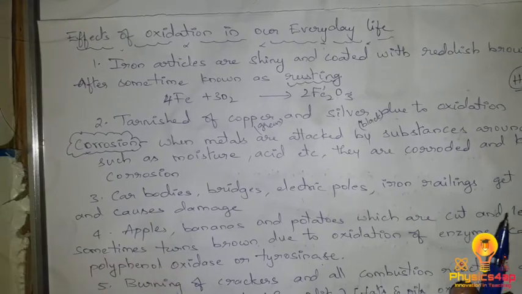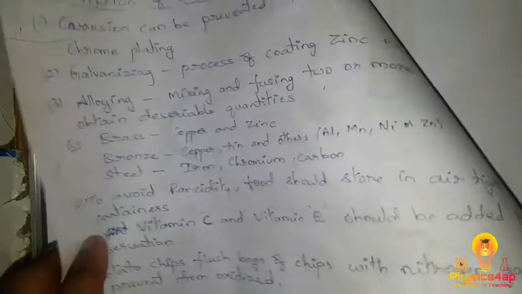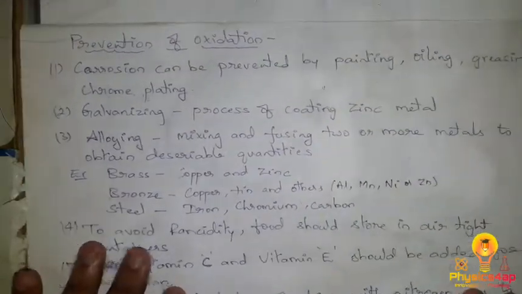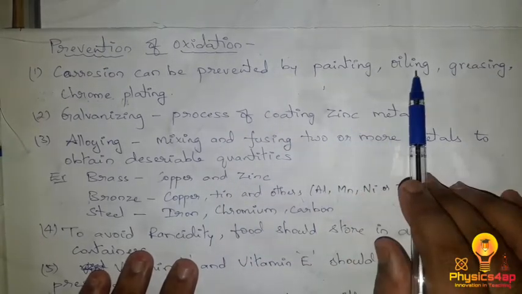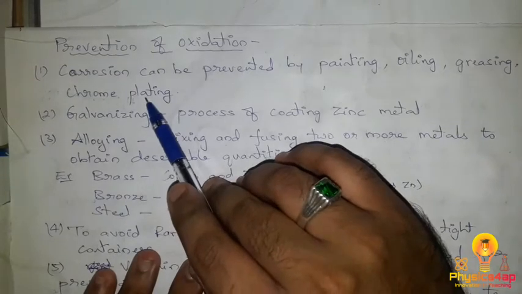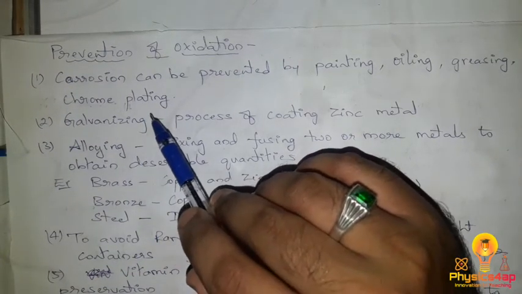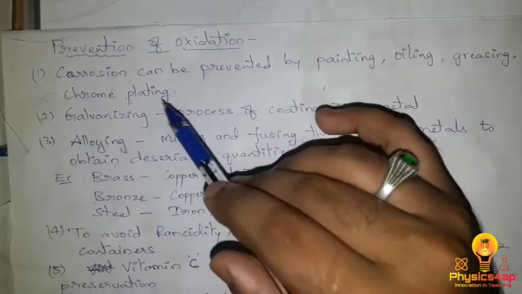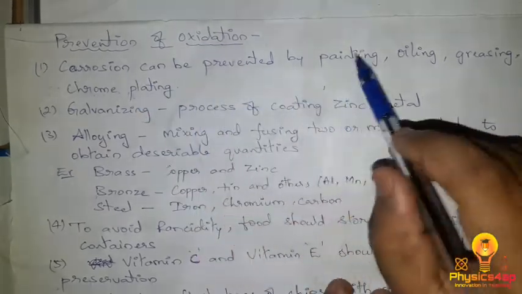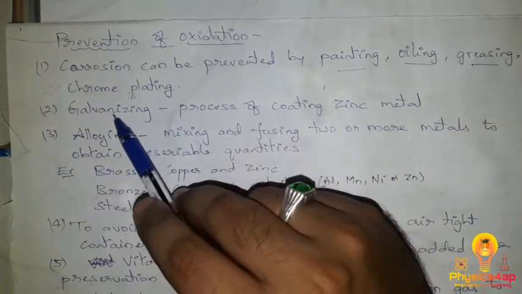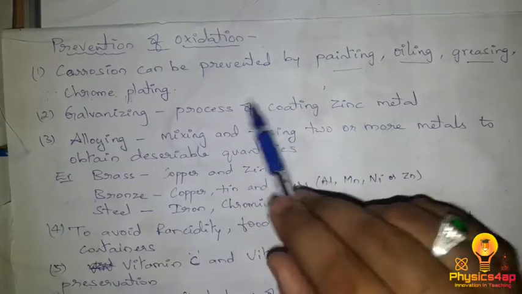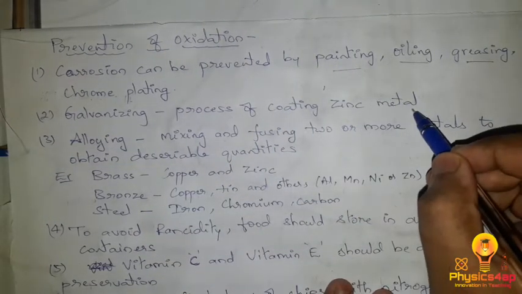Now, as there is so much damage to our daily life environment, how can we prevent it? We can prevent it by some prevention techniques. Number one, corrosion can be prevented by painting, oiling, greasing or chrome plating. Chrome plating is nothing but coating a metal with another metal. And it can also be prevented by galvanizing. Galvanizing is the process of coating zinc metal upon the metal which we want.